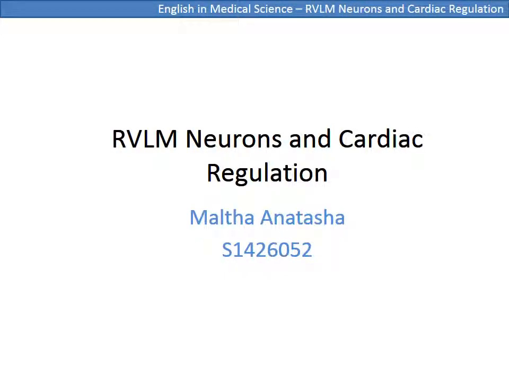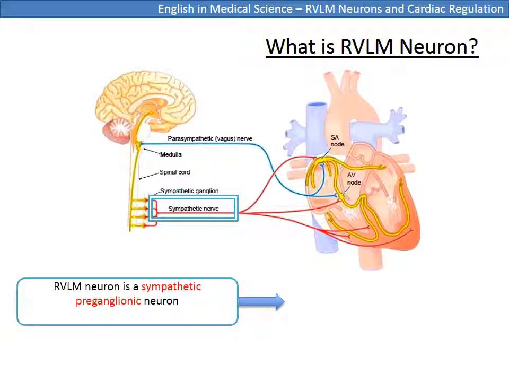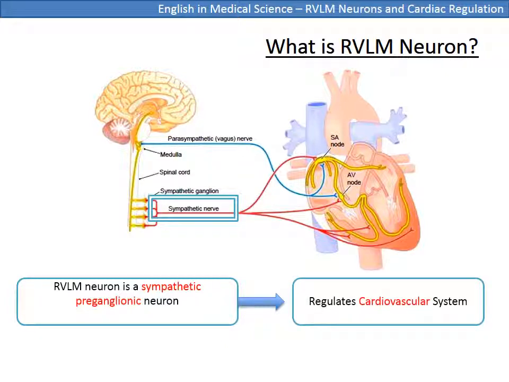Everyone, in this presentation I would like to talk about the RVLM neurons and cardiac regulation. Beforehand, what are the RVLM neurons? Previous research has shown the importance of RVLM neurons in regulating sympathetic activity through stimulation of the splenic nerve. And RVLM neurons are themselves sympathetic preganglionic neurons that participate in regulating the cardiovascular system.